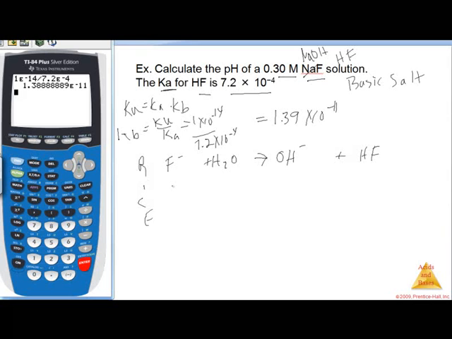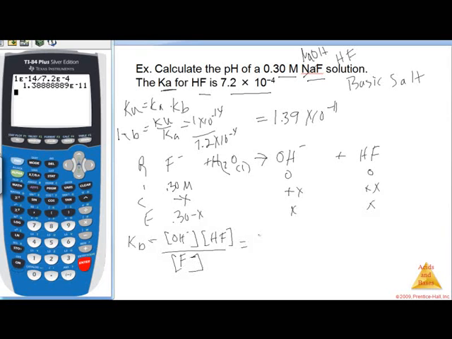Initially, I have 0.3 molar of this. The water will not change, so I'm not going to include that in the reaction. It's a pure liquid. The hydroxide and HF start off as 0 and 0. My change is I lose X here, I gain X here. So this is 0.3 minus X. This is going to be X, and this will be X. So my Kb is going to be my OH concentration times my HF concentration over my F minus concentration.